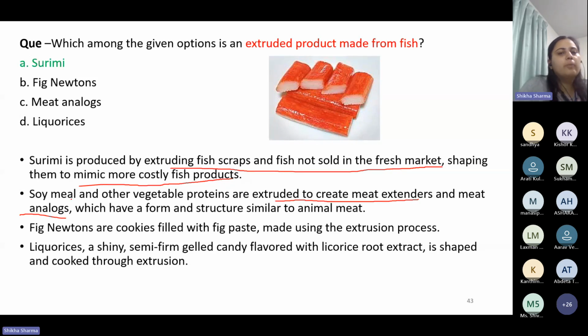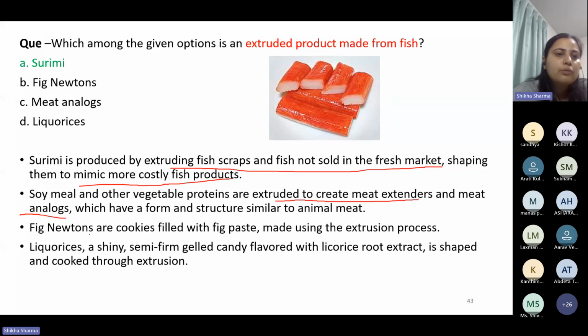So next time when you go, please check the ingredient list in the meat analogs, like the plant-based meats. What are the products they use? Mostly they use the soya proteins or other vegetable proteins to mimic the animal meat, and they use binders and other additives to make its mouthfeel and taste similar to the meat.